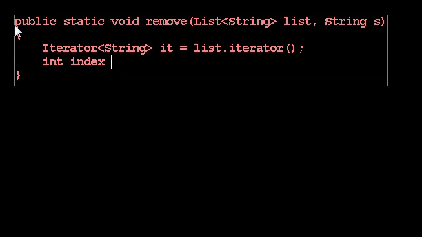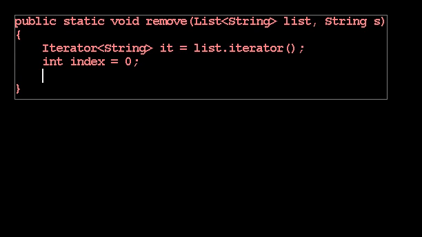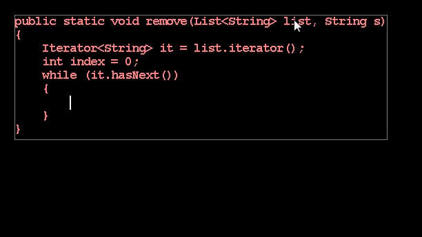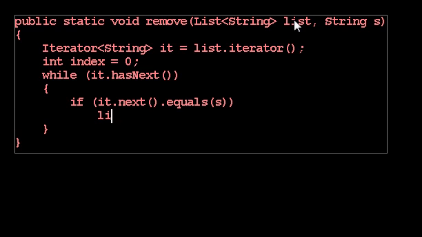Okay, so what am I trying to accomplish in this one? I'm trying to remove the string that matches S in this list. And I'm writing this using an iterator in what might be a semi-old-fashioned approach. Whenever I find S, I will remove.